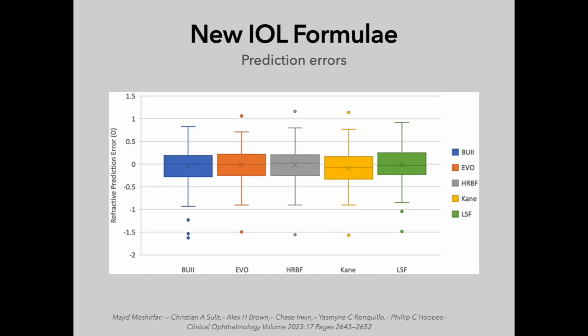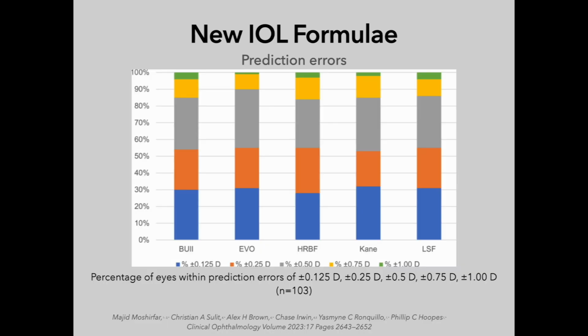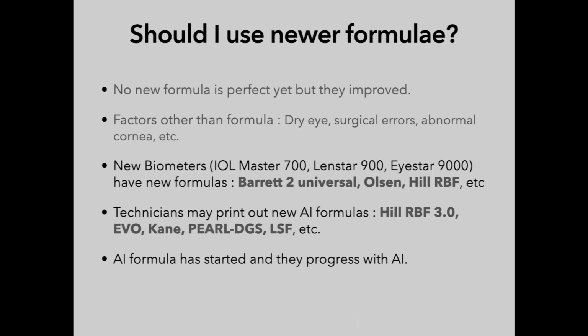Barrett 2, EVO, Hill RBF, Kane, and LSF show similar prediction errors. New formulas show about 50% within a quarter diopter error and 85% within half diopter error. Compared to Barrett Universal 2, the new formulas EVO, Hill RBF, Kane, and Ladas super formula were all good. No new IOL calculation formula is perfect yet, but they improve. Patients are not perfect, and the surgeons are not perfect either.